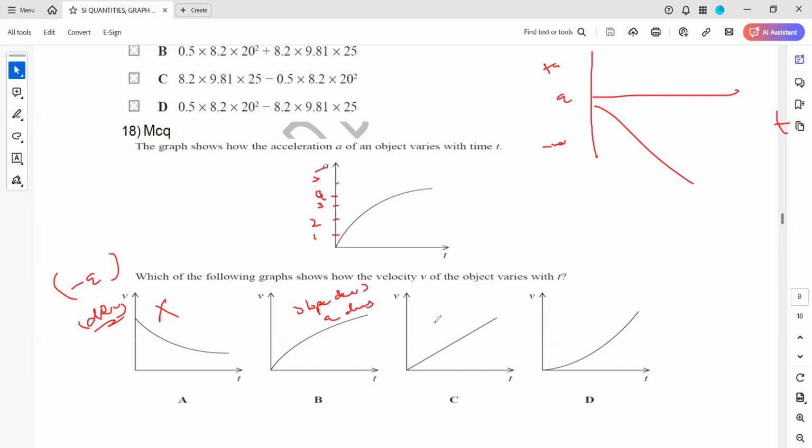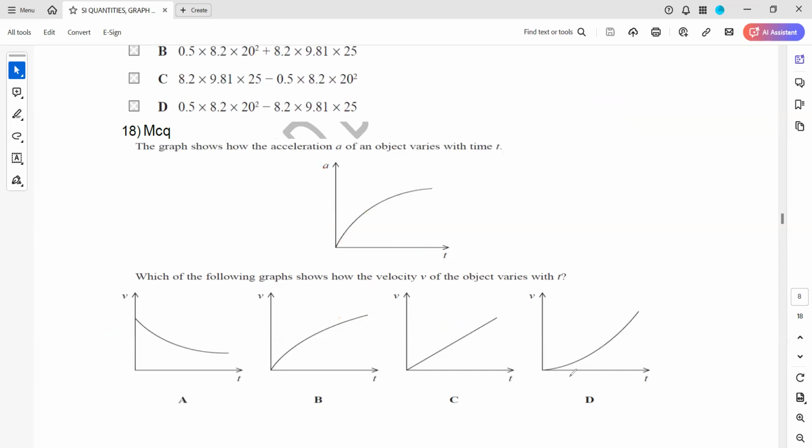What about C? C means acceleration is constant. So if we have a constant acceleration, because slope is constant, what should be the shape of the graph? It must be a straight horizontal line, which shows acceleration is not changing. That's why we are left with option D as the right answer, which shows the slope is increasing. So acceleration is also increasing, means the value of acceleration is increasing. Is it clear, this one?